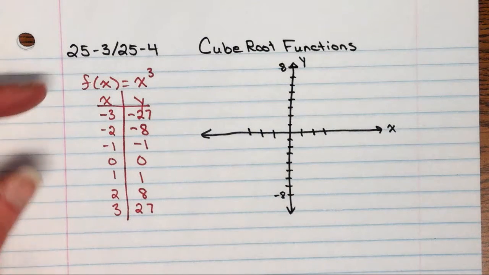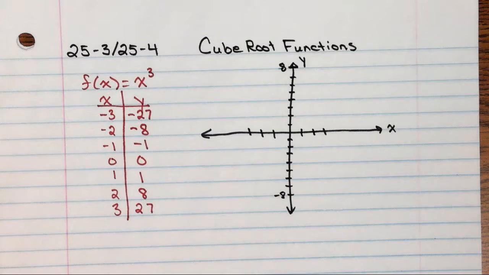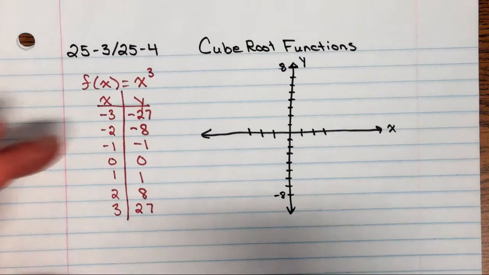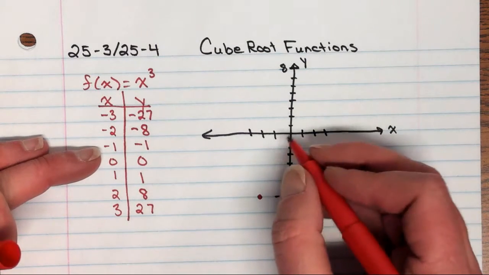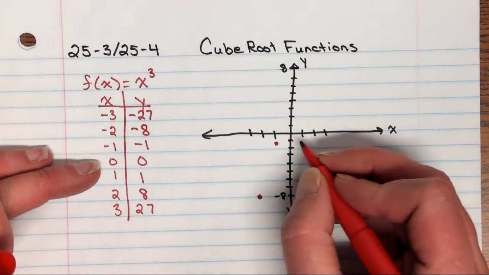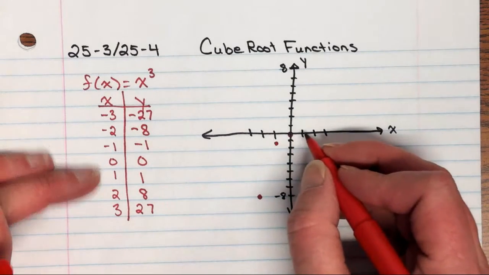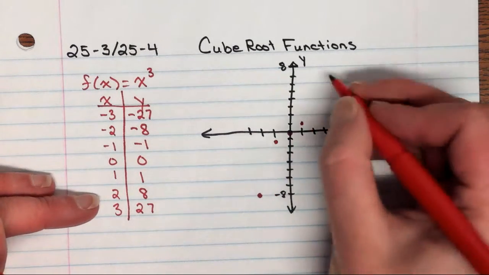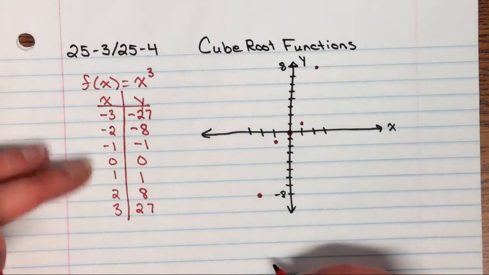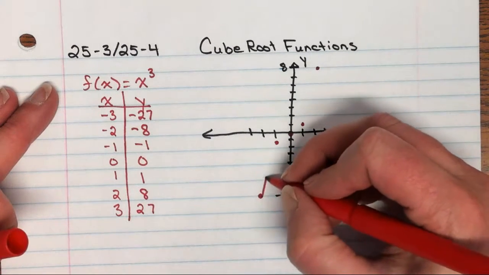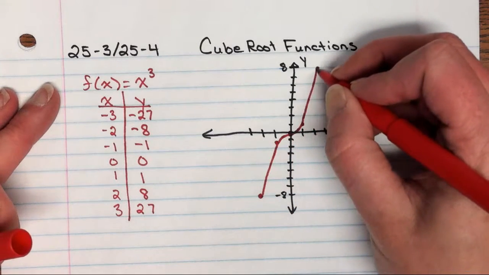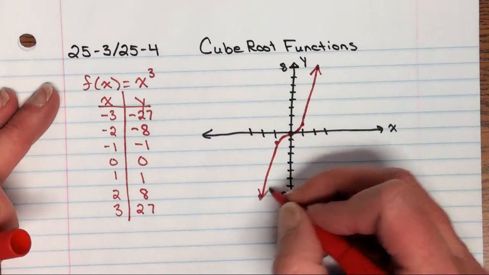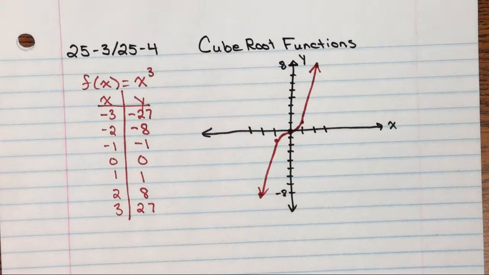So let's plot our points. Now we'll leave off the -3 and the +3 because those are too big for our graph. So -2 goes to -8. -1 goes to -1. 0 goes to 0. 1 goes to 1. 2 goes to 8. We get this kind of swervy thing. I think some people called it the Egyptian-looking thing.